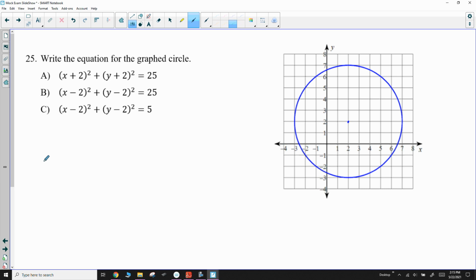Okay, the equation of a circle is (x minus h) squared plus (y minus k) squared is equal to r squared, where the center is at (h, k) and the radius is r. So this and this are opposite signs. Once I figure out what my center is, I'm going to come over here right now and do this.